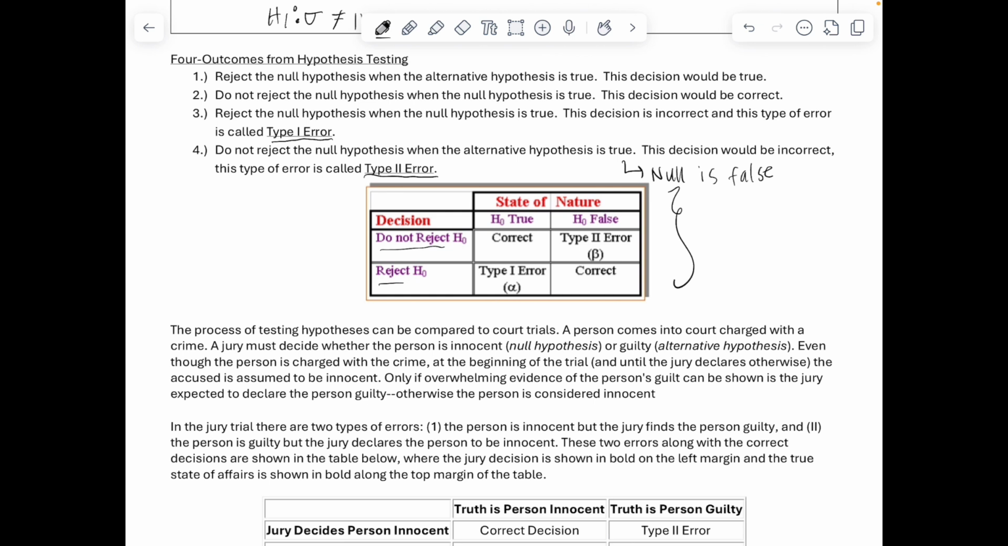The process of testing hypotheses can be compared to court trials. A person comes into court charged with a crime, and a jury must decide whether the person is innocent, which is our null hypothesis, you're innocent until you're proven guilty, or guilty, which is our alternative hypothesis. Even though the person is charged with the crime at the beginning of the trial, until the jury declares otherwise, the accused is assumed to be innocent. Only if overwhelming evidence of the person's guilt can be shown is the jury expected to declare the person guilty. Otherwise, the person is considered innocent.